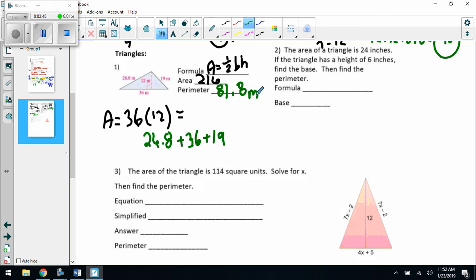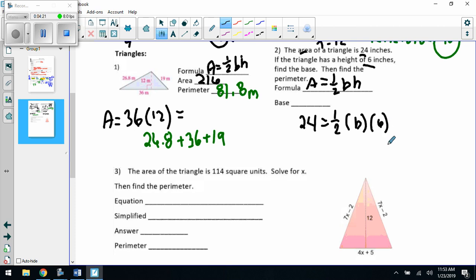Number 2 tells us that the area of a triangle is 24 inches. If the triangle has a height of 6 inches, find the base, then find the perimeter. So again, the formula is area is 1/2 the base times the height. We're going to plug in exactly what we know. We know that the area is 24. We're always going to use 1/2 in this formula. We don't know what the base is, so I'm going to leave B as B. But we do know what the height is because in the problem it tells us it is 6.